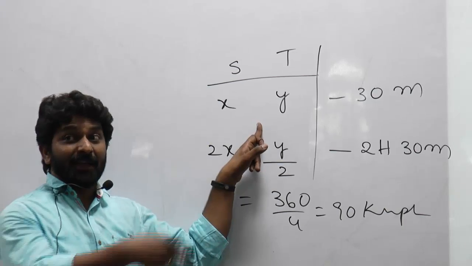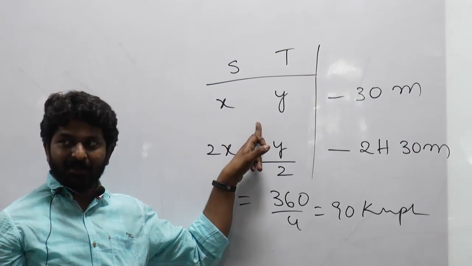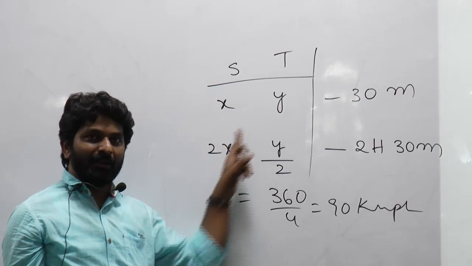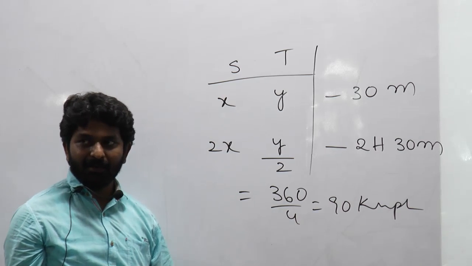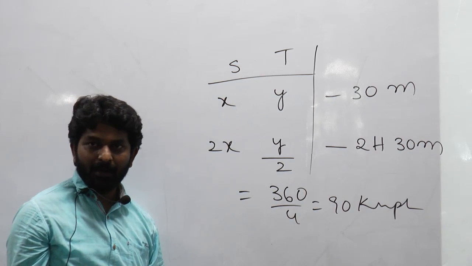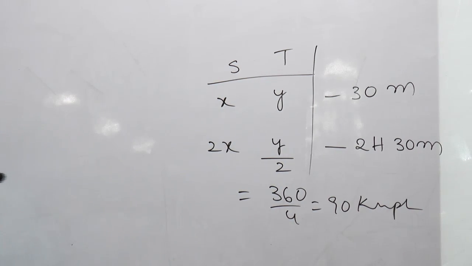In 4 hours, Ellie covers 360 kilometers. You asked about speed in kilometers per hour. 360 by 4, 90 kilometers per hour. Okay? Next.